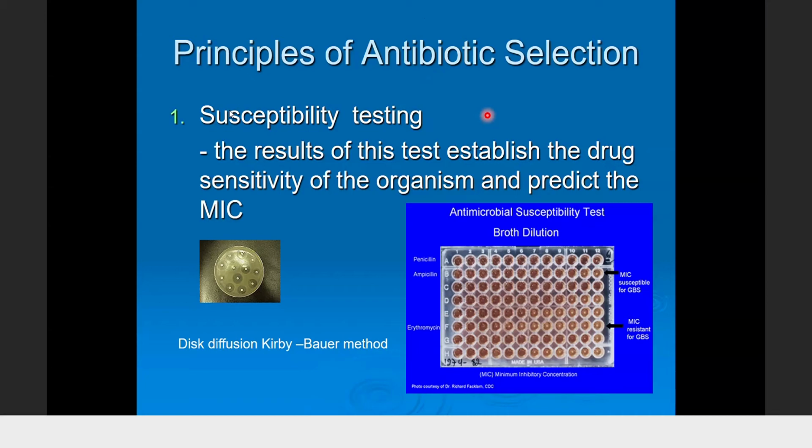Okay, susceptibility testing. The results of this test establish the drug sensitivity of the organism, and we are able to predict the MIC. MIC refers to the minimal inhibitory concentration. Usually this test, susceptibility testing, can be determined by disc diffusion, the Kirby-Bauer method, or by broth dilution. With broth dilution, we are able to determine the MIC values.